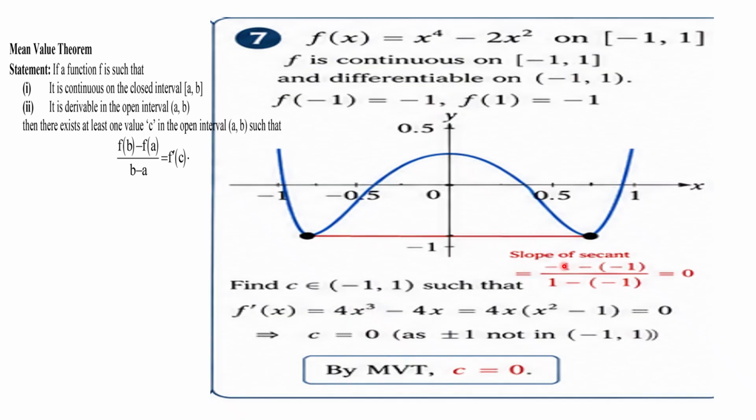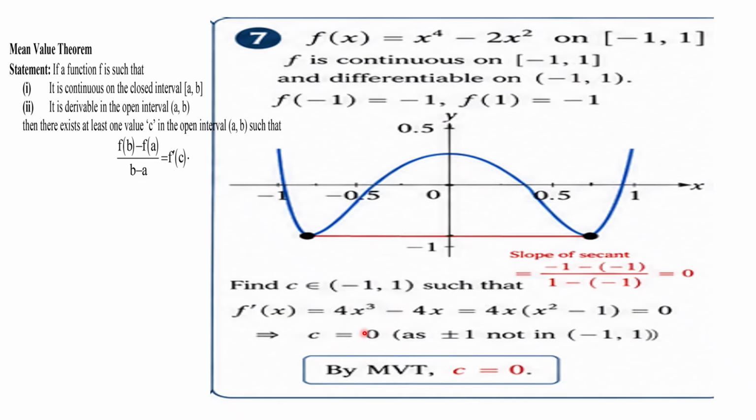Here must be the slope of the secant. Now f of b minus f of a: f of b is f of 1, minus f of a, where a is minus 1. So 1 minus 1 is 0. So we have to find the c for which this condition holds.